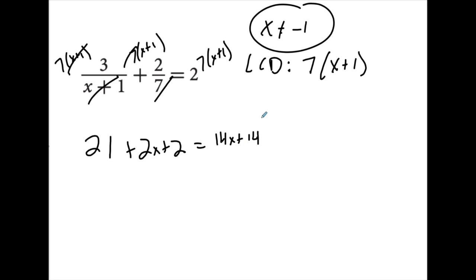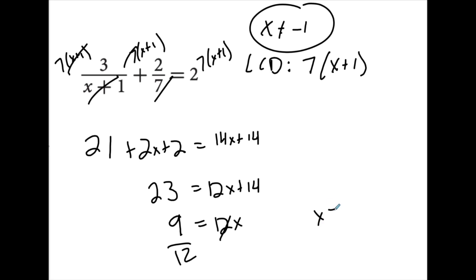All right, let's try to solve for x. So I will... Let's see. How about I combine the 21 and the 2, and I move the x over, and then maybe I subtract, and then I will divide. So x is equal to 9/12 or 3/4.